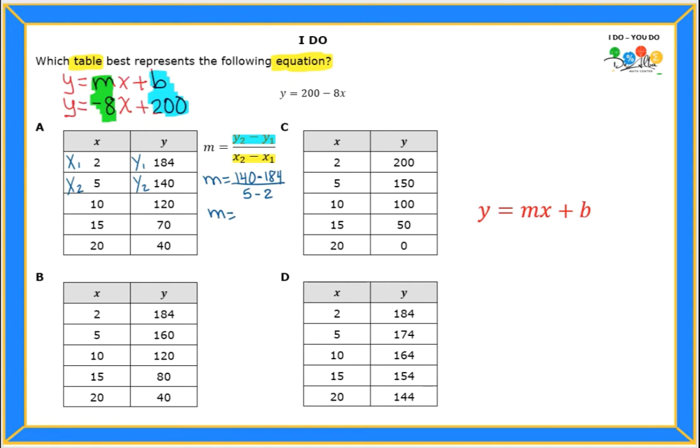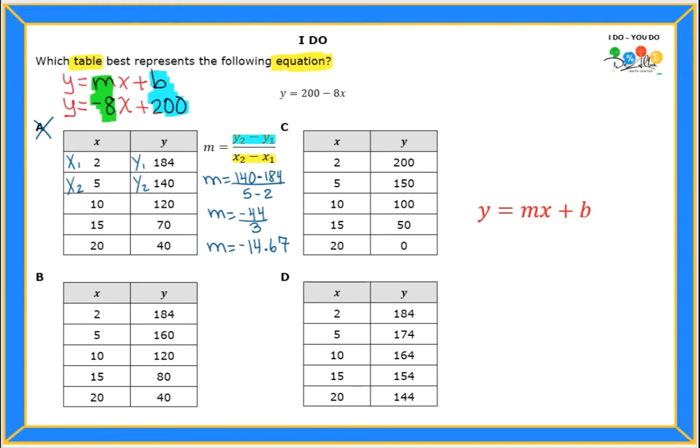Let's finish up the problem. So 140 minus 184 is negative 44 over 3, which is still not finished because I can simplify that. And when I simplify, I get negative 14.67. Notice how that's not the number that I'm looking for. I'm looking for a negative 8. So A cannot be my answer.